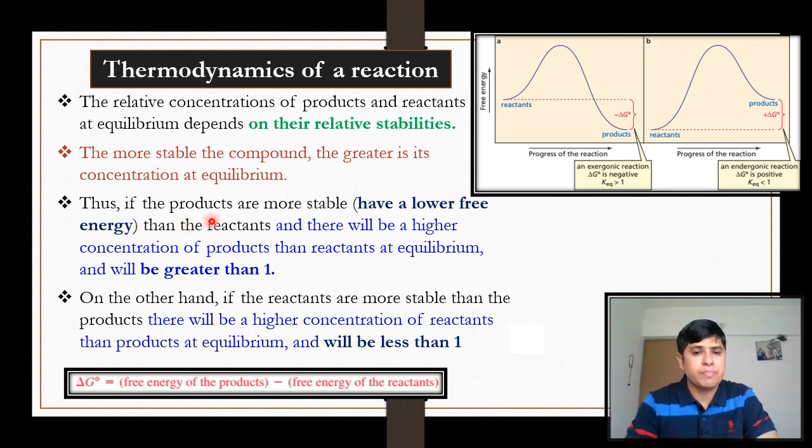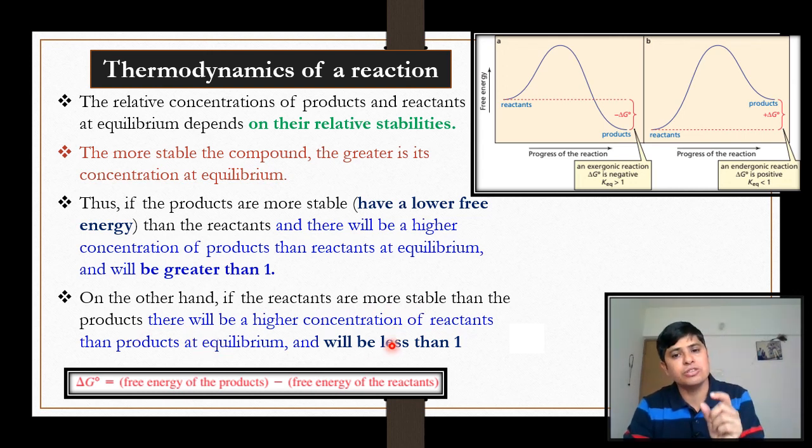Thus, if products are more stable, having lower free energy than the reactants, then there will be a higher concentration of products than reactant at equilibrium, and K will be greater than 1. On the other hand, if the reactants are more stable than the product, there will be a higher concentration of reactant than product at equilibrium, and K will be less than 1.